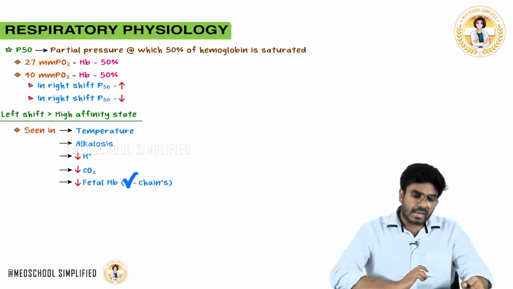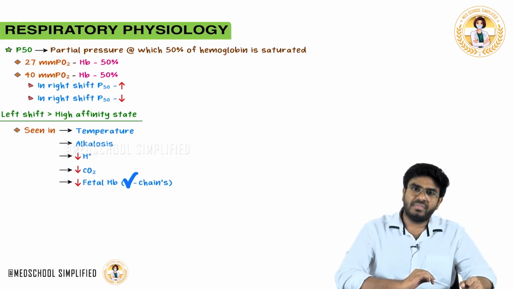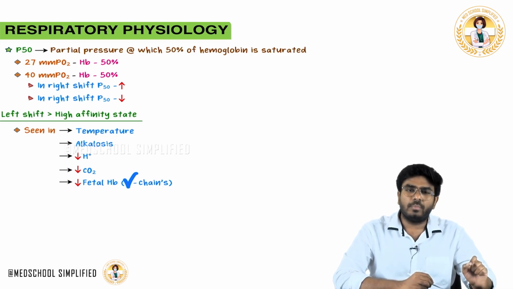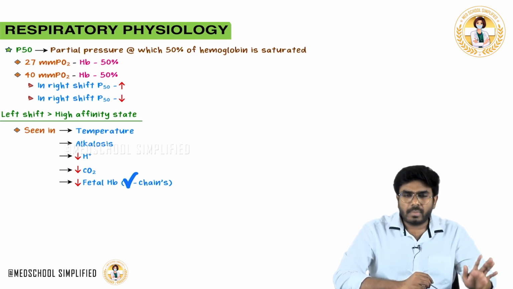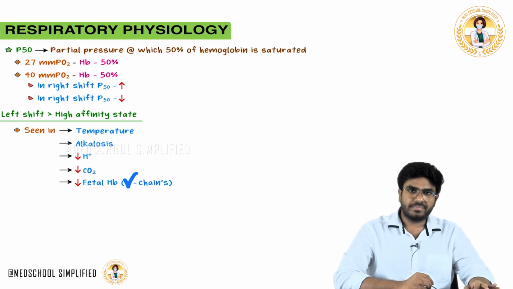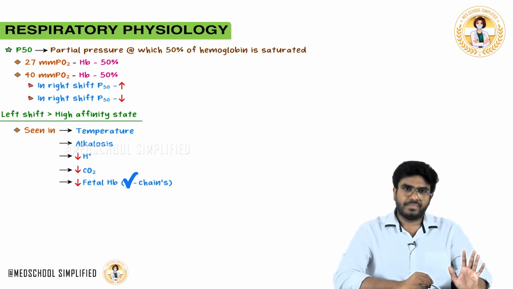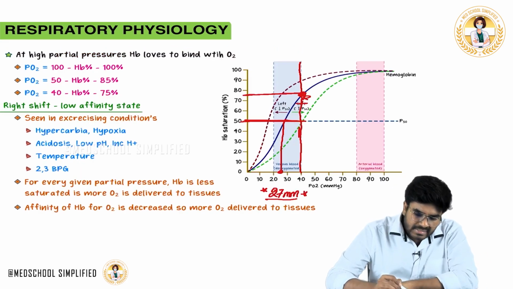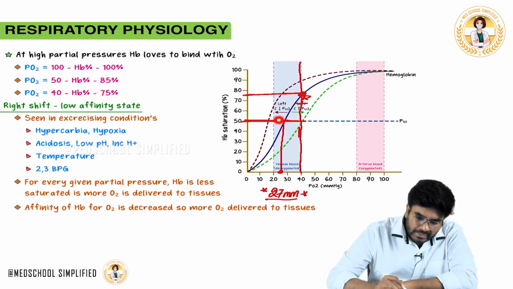Now after this, let's talk about the P50 value. Already we know what the P50 value is: the partial pressure at which the hemoglobin is 50% saturated. In a normal person, the P50 value is 27 mmHg. Now what is happening to the P50 value in right shift? Please look here, guys. See, this is the P50. This is the P50 line.